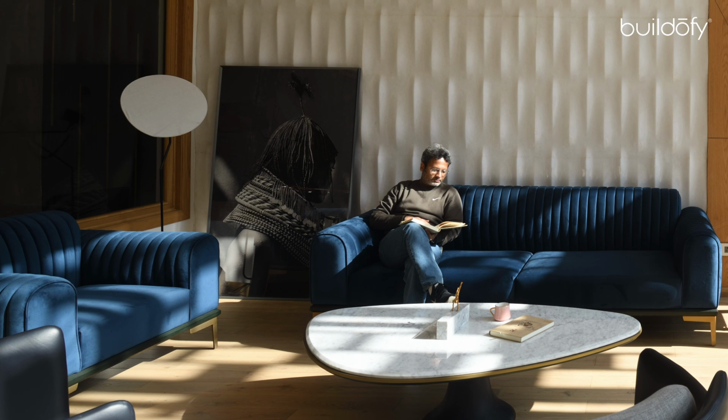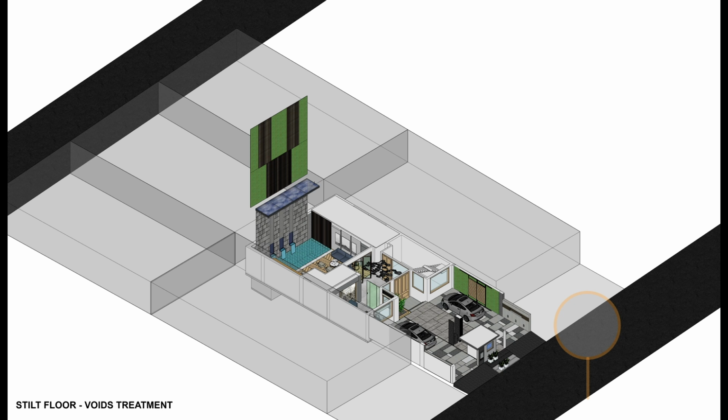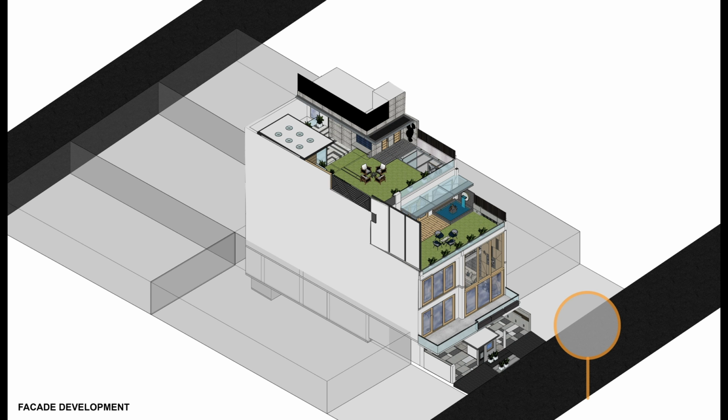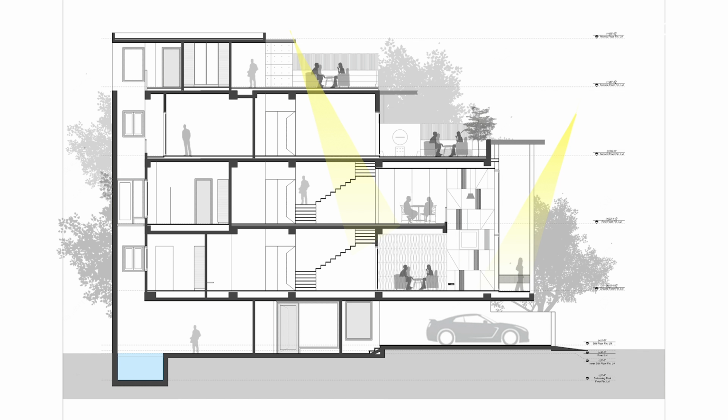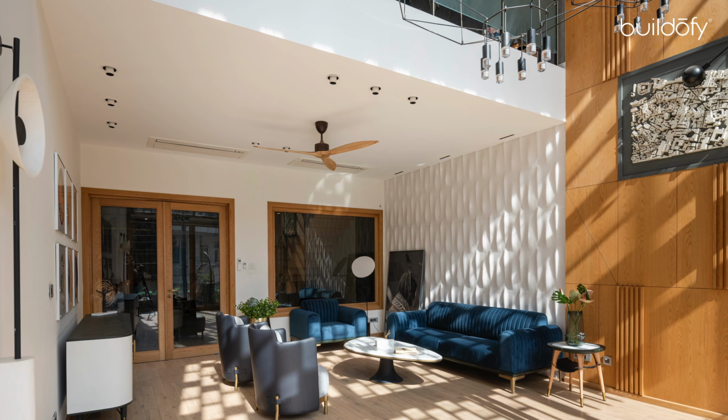The modern architecture style reflects the character and lifestyle of the client. Double heights and multiple skylights are created in the house, which allows natural daylight into the interior space and helps in creating visual connectivity between different levels.